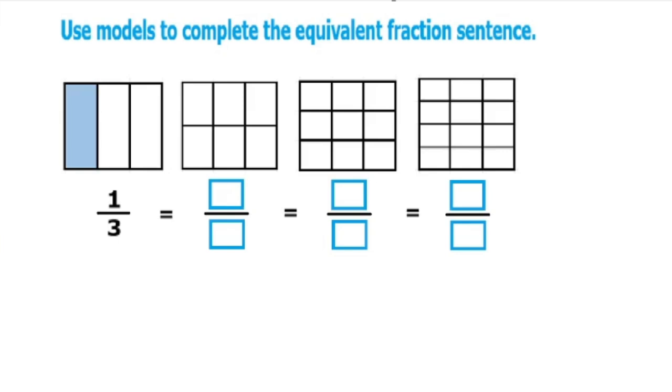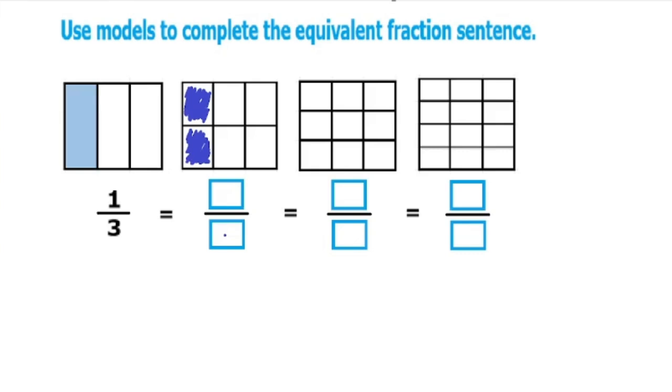So for this one, you can see that if we fill this in and this one, it would be equivalent to this whole piece, right? So we filled in 2 out of the 6. There's 6 here. So that means in the denominator, we can put a 6. And in the numerator, we put a 2.